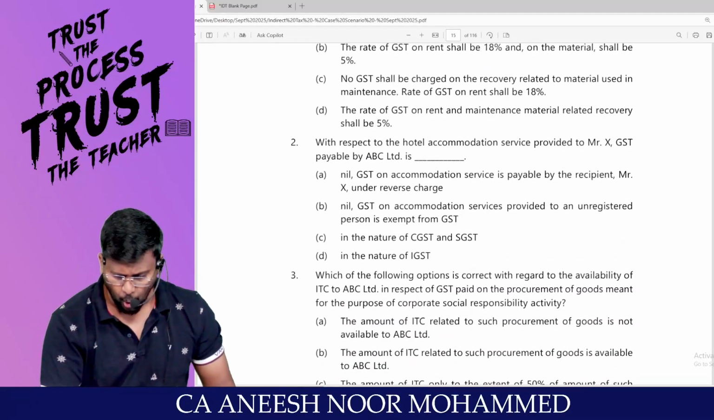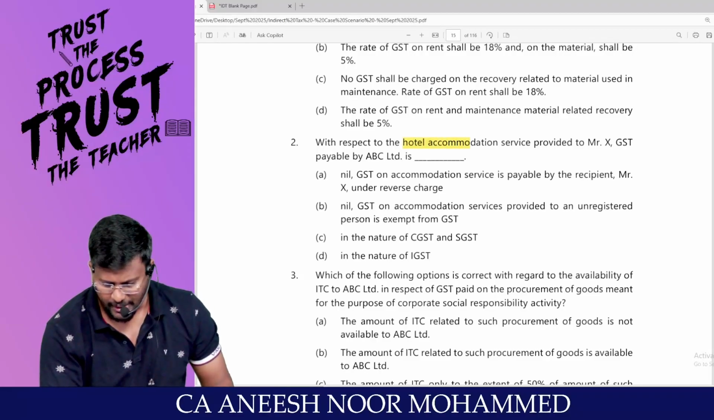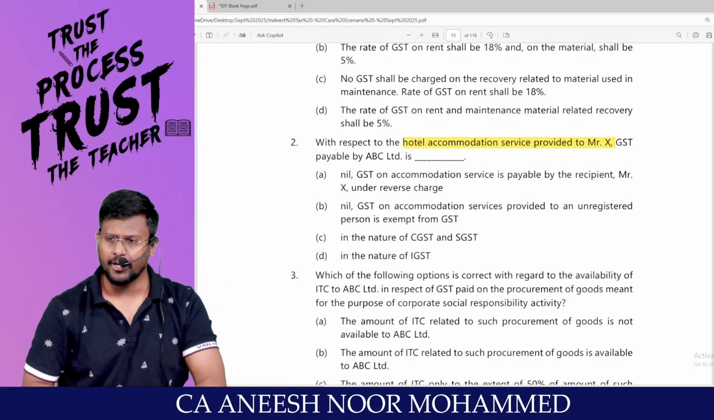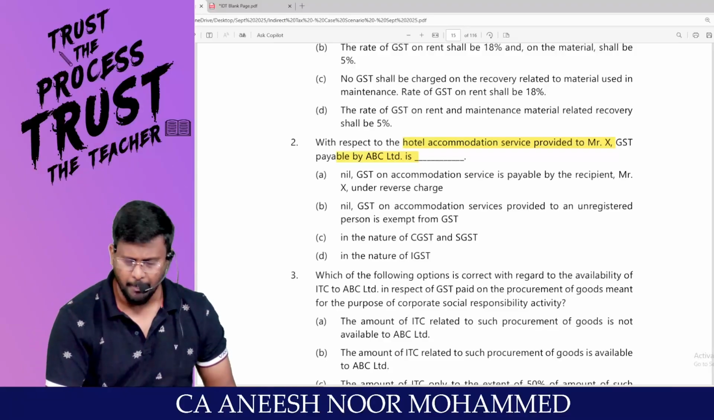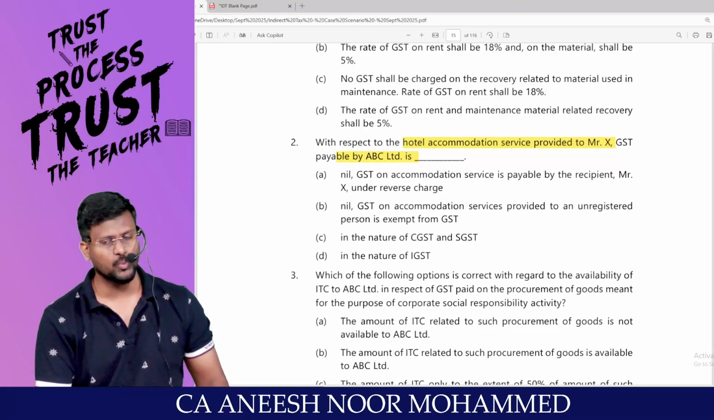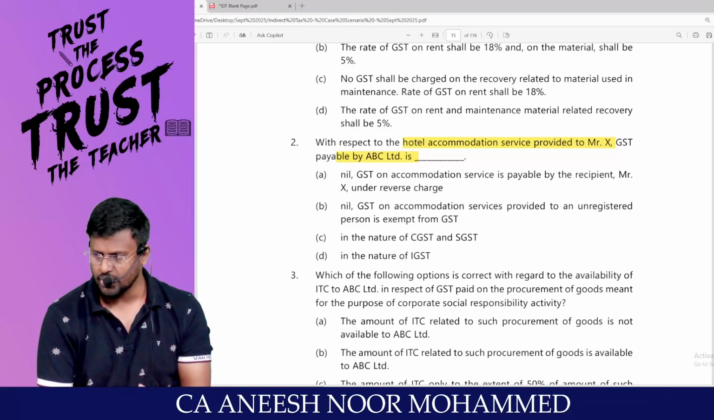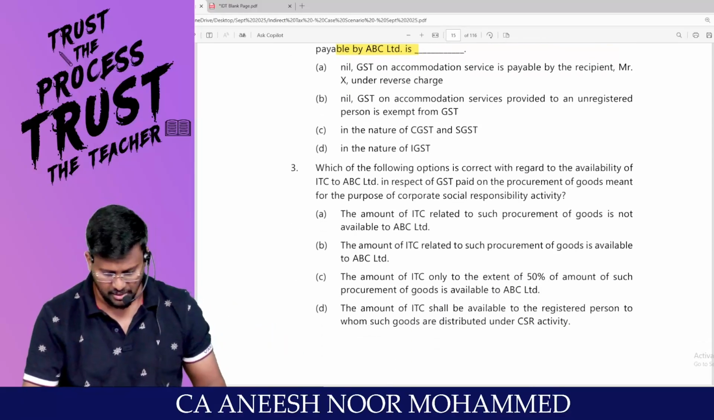With respect to the hotel accommodation service provided to Mr. X, I am having a hotel and I provided the hotel accommodation to Mr. X. GST payable by ABC Limited is, that means whether CGST, SGST has to be collected or IGST has to be collected is the question. Basically a place of supply question they have asked. Right, sir?